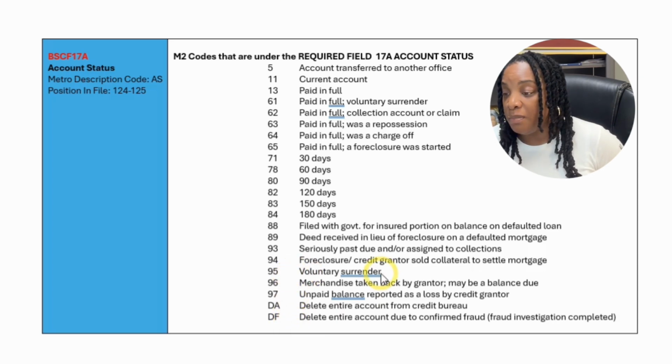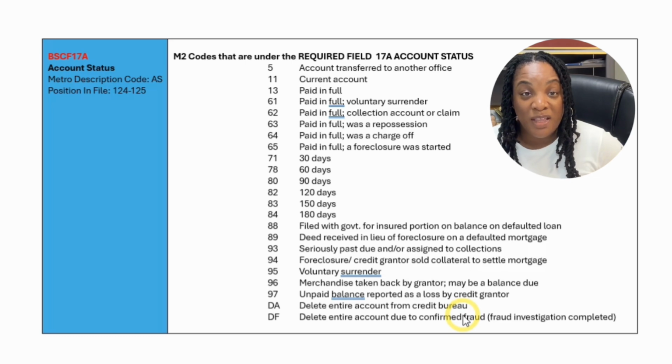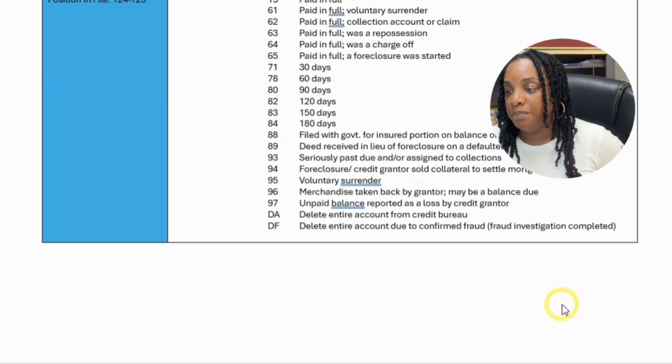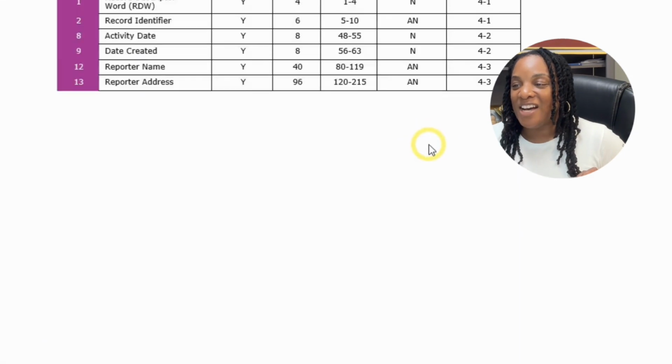Voluntary surrender, code 95. Unpaid balance reporting as lost by creditor, 97. Delete entire account from credit bureau. Ooh, that's a code that the creditor would send to the credit bureaus for deletion. That's what we want. And last but not least, DF, delete entire account due to confirmed fraud, fraud investigation complete. That's another code they would send over to the credit bureaus. So that is it. That's all I wanted to show you really quick.